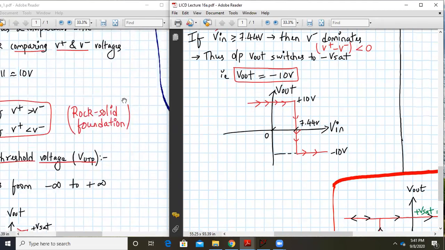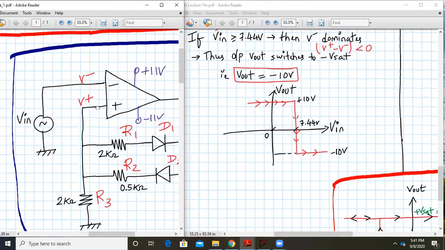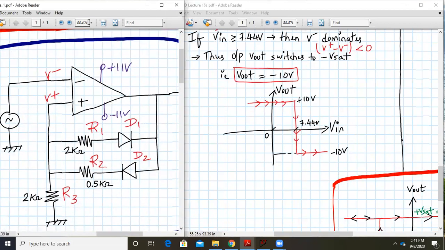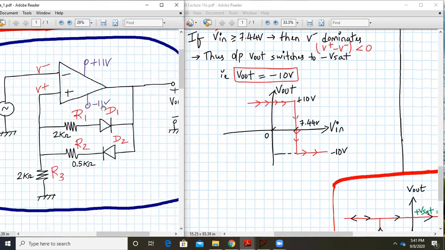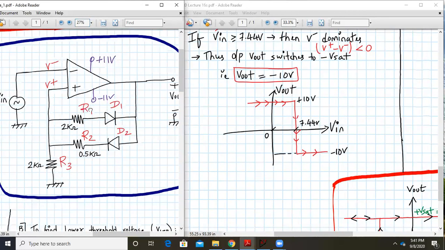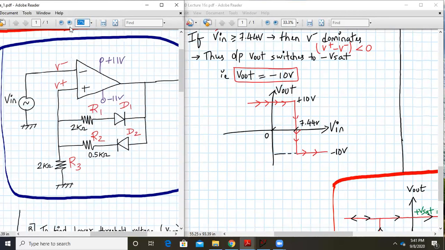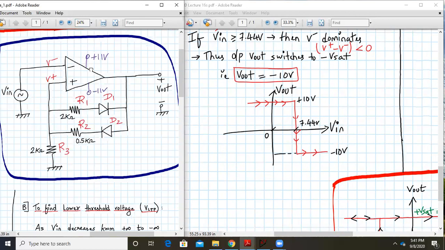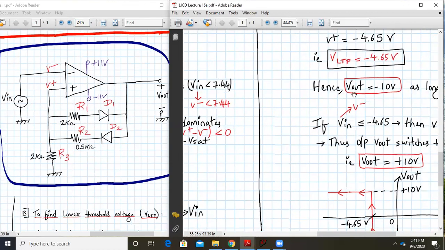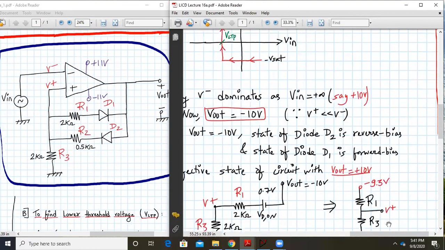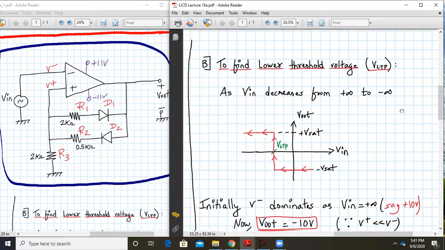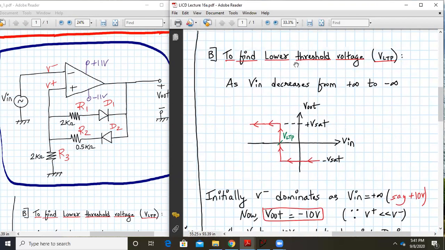Next we will find out the value of VLTP. Again, we'll bring back this diagram and let me just reduce it to a lower value. Yeah, that's it. As we have seen with the upper threshold point, similarly we will refer to the lower threshold point. To find the lower threshold point, that is VLTP, we already know the hysteresis curve will look like this for an inverting Schmitt trigger.